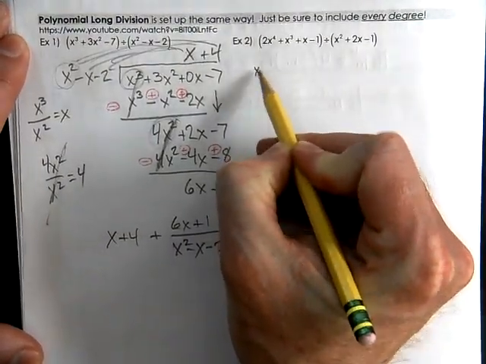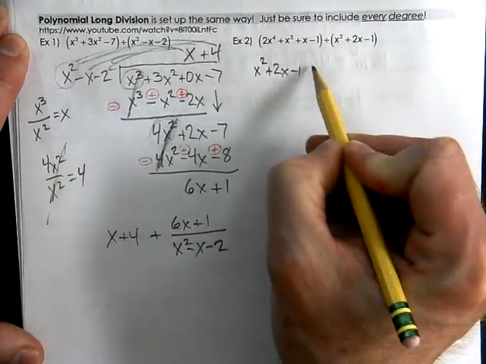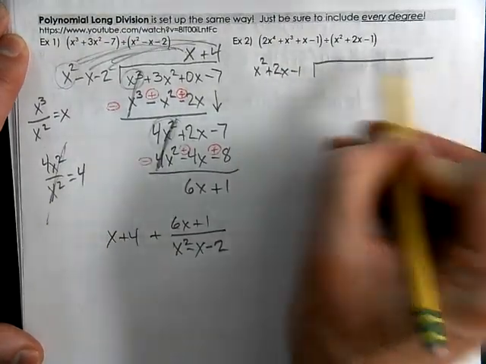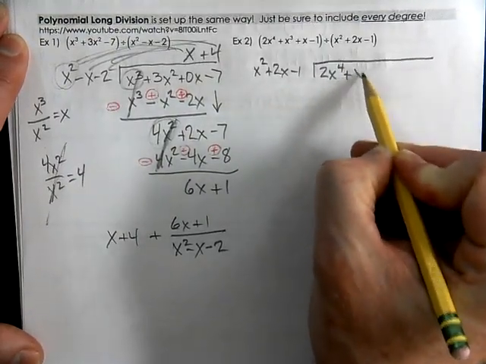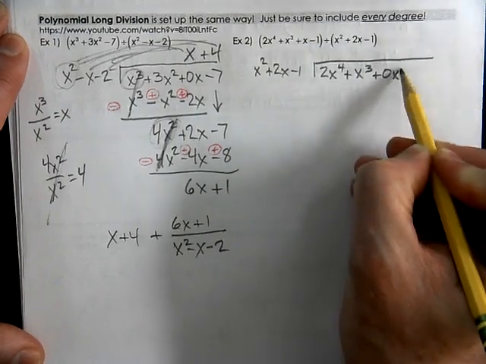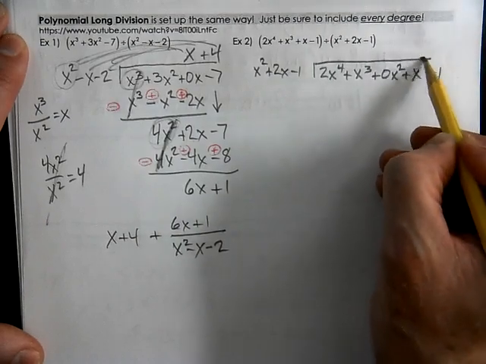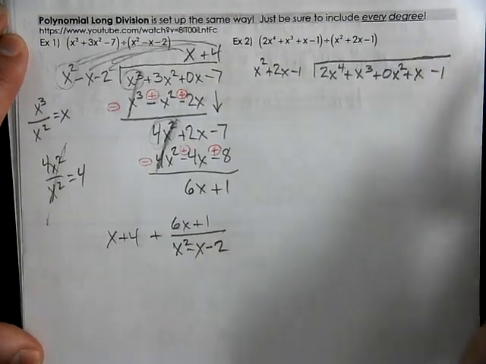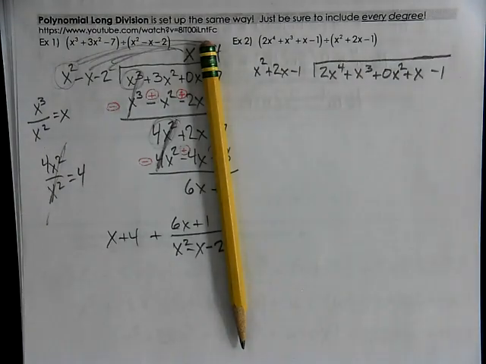So we're going to take x squared plus 2x minus 1 and divide that into 2x to the 4th plus x cubed plus 0x squared plus x minus 1. It would be great if you would work through this problem. Don't just sit here and copy me. You give it a try.